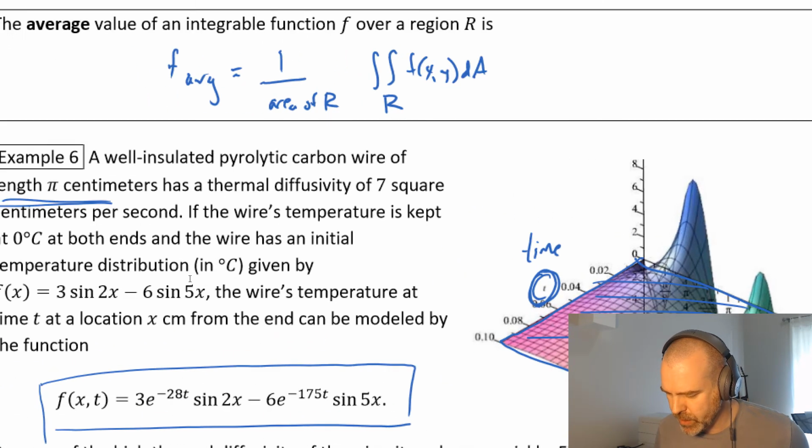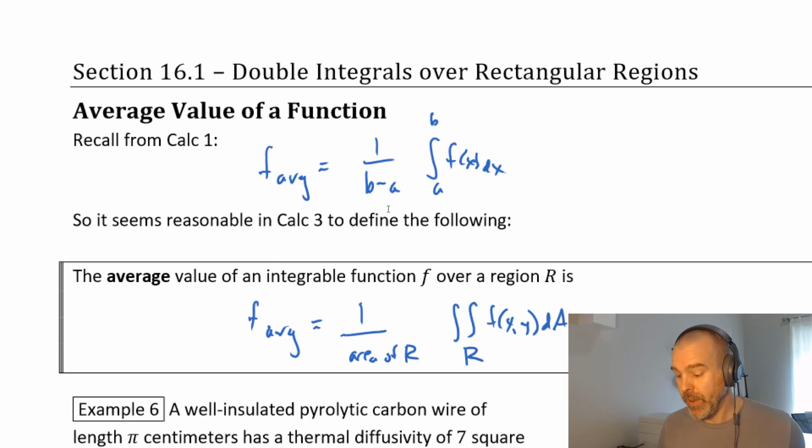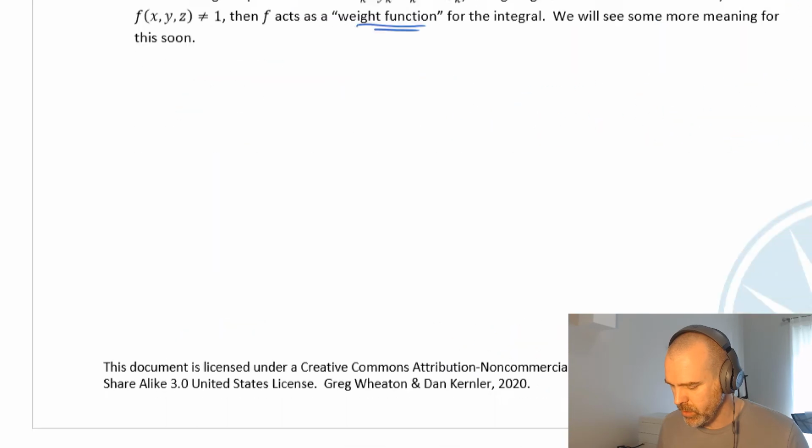In double integrals for functions of 2 variables, it was 1 over the area, or for a function of one variable it is 1 over the length of the interval times the single integral. In 2 variables, it's 1 over the area of the region times a double integral. And so now we are doing triple integrals.